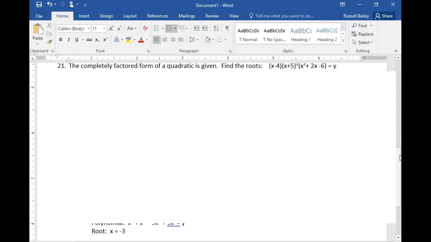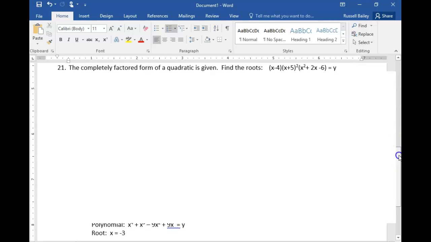Now this is a slightly different question. This one asks us to find the roots as well, but you'll see why it's different in a second. Okay, so first of all, we set each factor equal to 0. Now notice that the directions say this thing is completely factored.